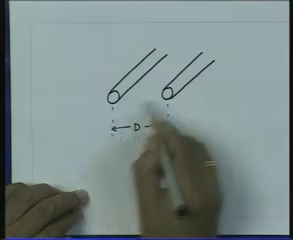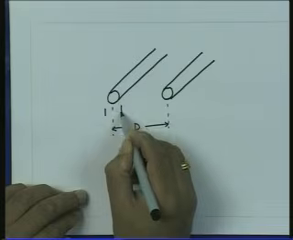Let us take the second line which is used very commonly in practice, and that is the parallel wire transmission line. As the name suggests, it has two conductors which are parallel. So, these are the conductors which are running parallel, and let us say that the separation between these conductors, center to center, is given by D, and let us say the diameter of each conductor is given by small d.